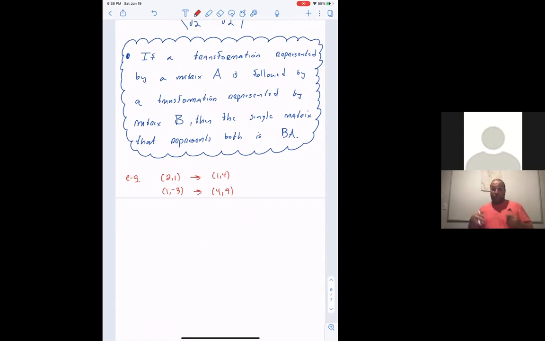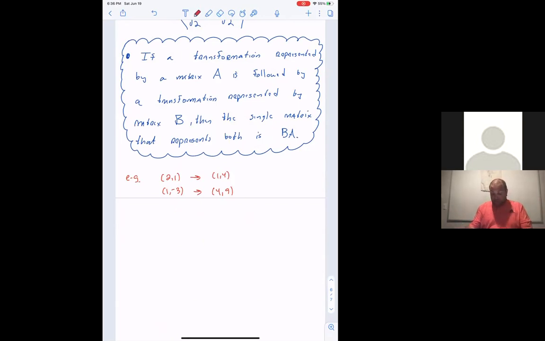Because then if I give you any other point, like for example, if I say, hey, where does 17, -12 go? You can say, well, no problem. Let me find the matrix of transformation and then apply it to 17, negative 12, and then wherever I end up is where I end up. So how do I do that?